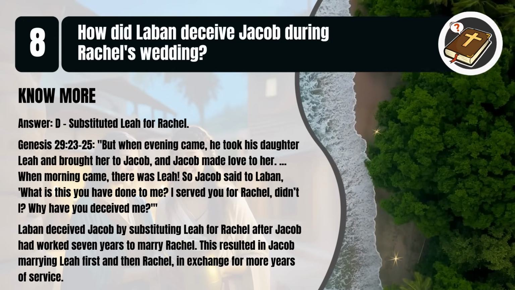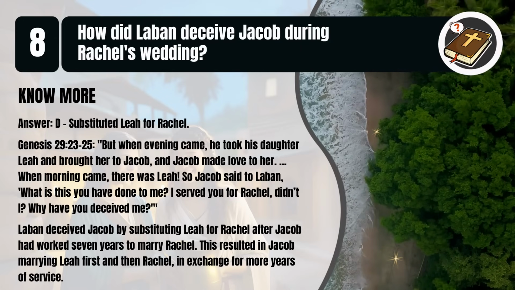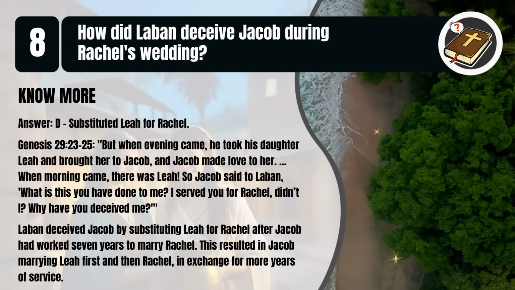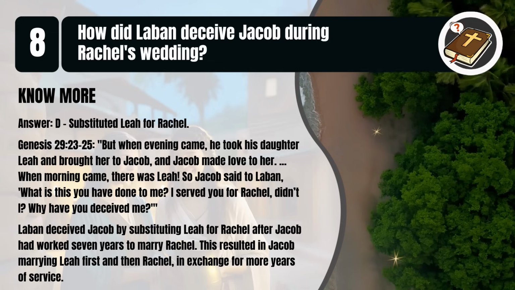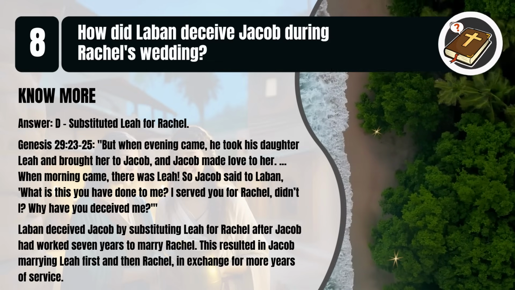Laban deceived Jacob by substituting Leah for Rachel after Jacob had worked 7 years to marry Rachel. This resulted in Jacob marrying Leah first and then Rachel, in exchange for more years of service.